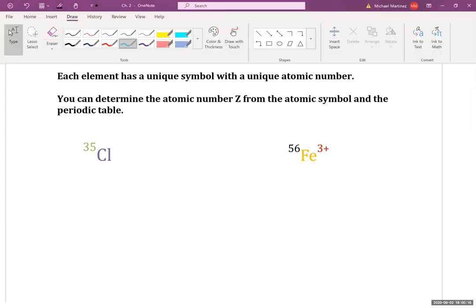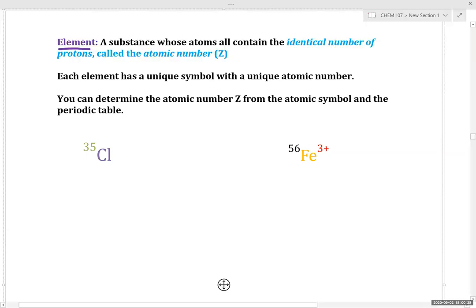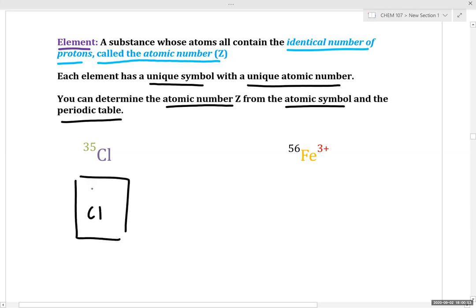So first and foremost, let's look at and revise our definition of an element. An element is a substance where all atoms of that substance contain an identical number of protons. In other words, where the atoms have the same atomic number. As we've seen previously, each element has a unique symbol with a unique atomic number. You can determine the atomic number from the symbol and the periodic table. So for example, for chlorine, we had atomic number 17.